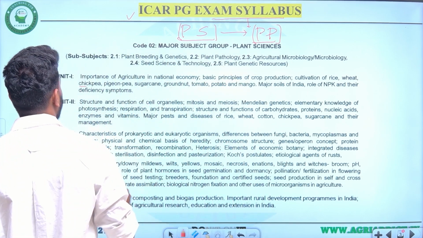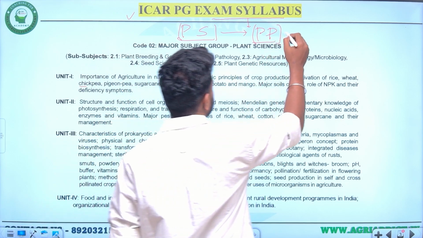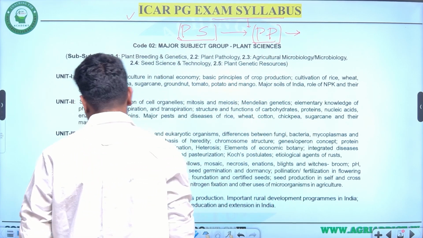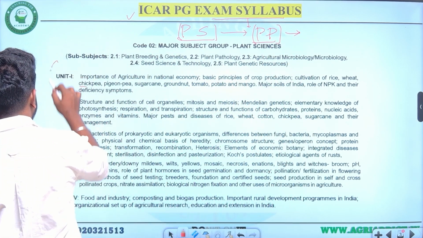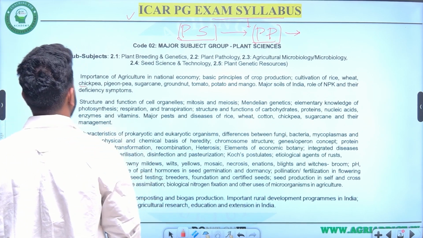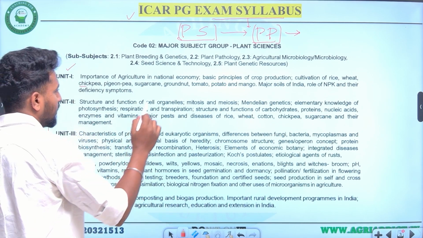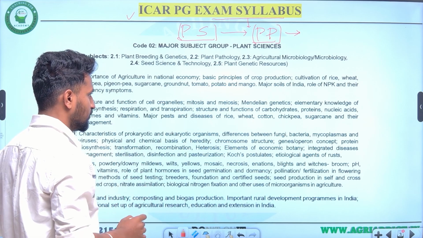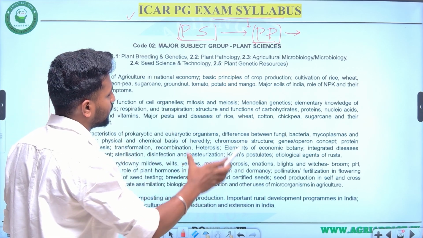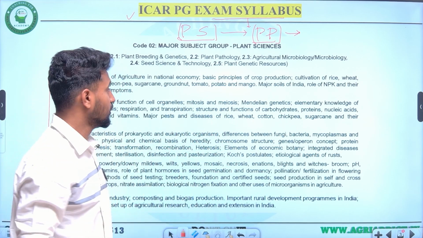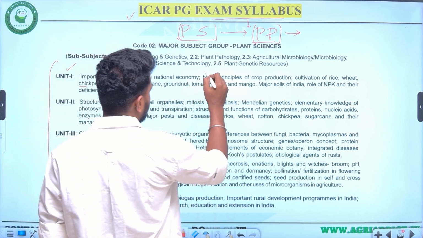Coming back, we'll be discussing plant pathology here, and we will be seeing what topics are mentioned in these four different units. Let's start with unit 1. In unit 1, if you closely observe, there are no direct topics mentioned about plant pathology. But observe this carefully.